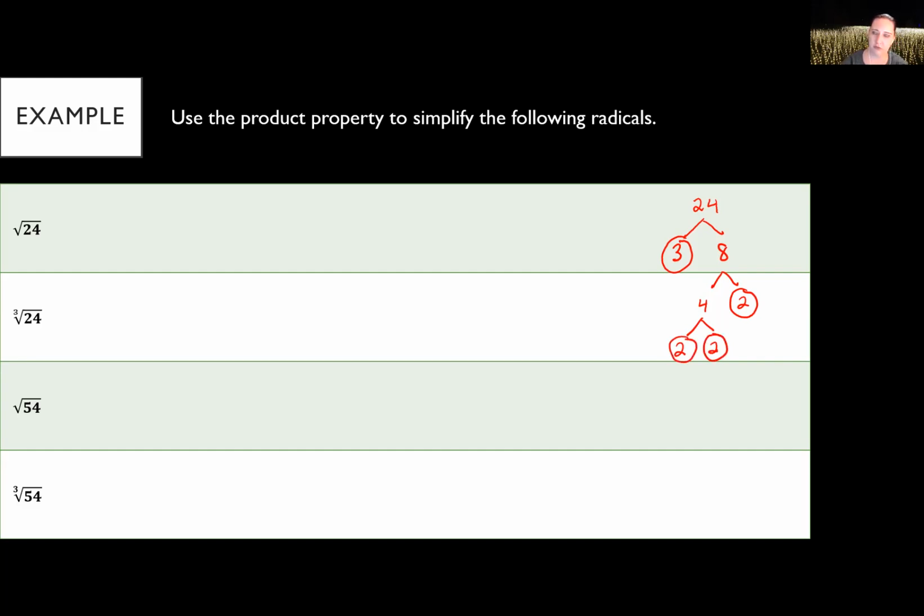So once you finish and you've got circles, prime numbers at the bottom of your branches, we are going to rewrite this as a product of prime numbers. So 24, and we usually put the smallest number first. So it's 2 cubed, because there's 3 2's there, times a 3. So all of those, the prime numbers that I've circled, you would multiply together. So we've got 2 times 2 times 2 times 3, or 2 cubed times 3. So you have to do your prime factorization first.